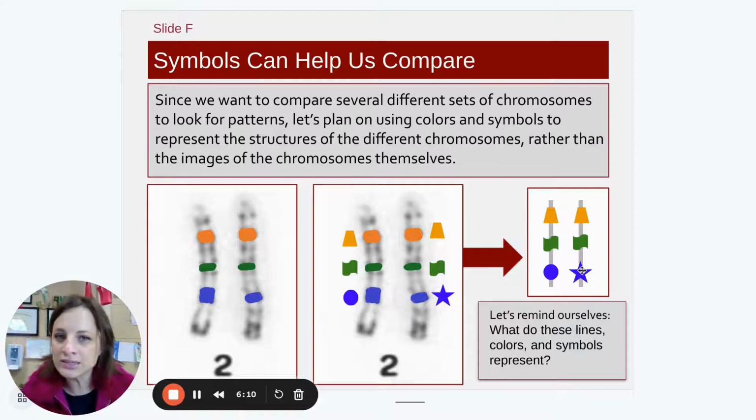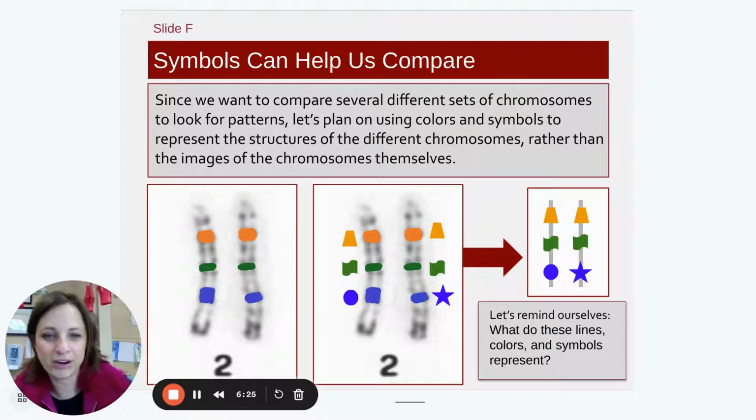So the lines represent what? Say it out loud. The chromosomes. The colors represent what? Say it out loud. The location on the chromosome. And the shape represents what? The specific structure on the chromosome and if it's the same or different as that other pair.